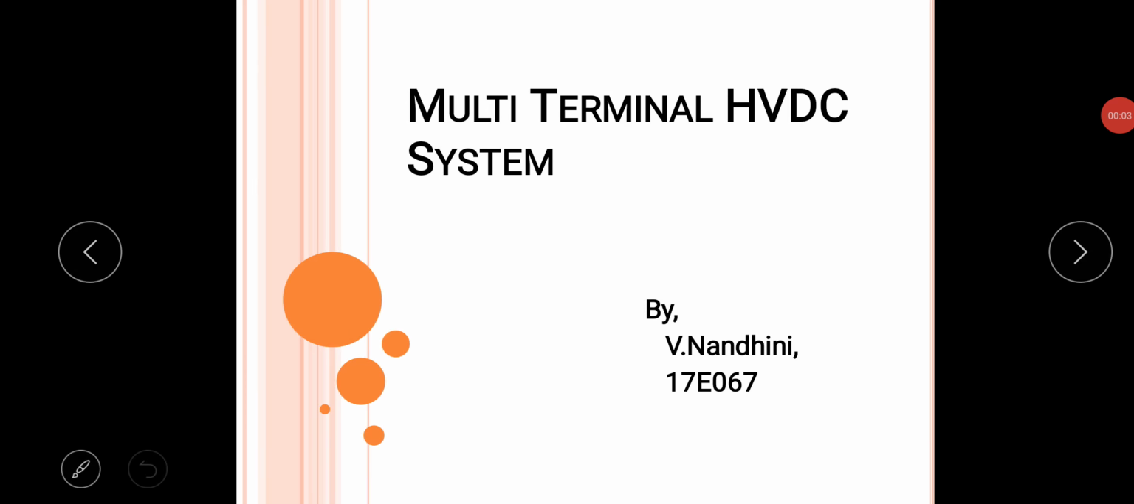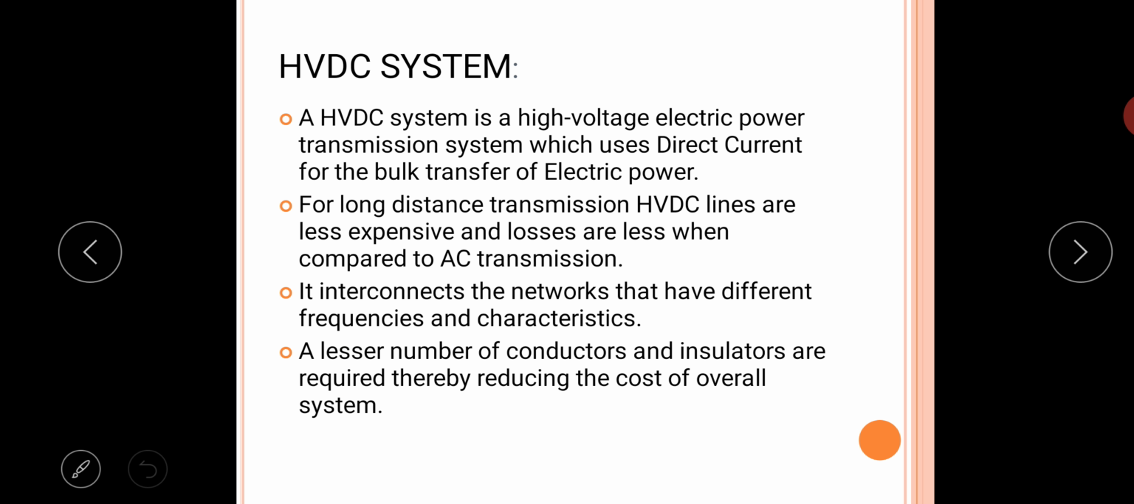Now I'm going to talk about a multi-terminal HVDC system. First, let's see what is meant by an HVDC system. An HVDC system is nothing but an electric power transmission system which uses a high voltage direct current to transmit the electric power between the sending end to the receiving end.